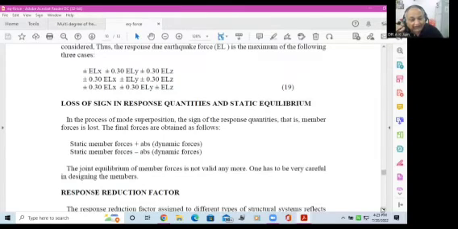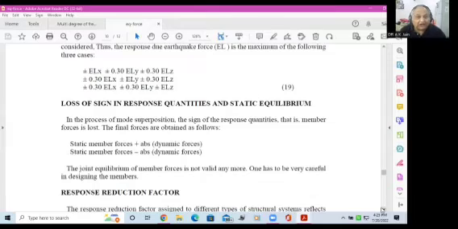Okay, so for that we design a building. Sometimes you may find that the results are a little awkward or maybe absurd. You have to use judgment, check in more detail how the forces were combined, and then you can design it. Now remember one thing: in such a situation, the joint equilibrium of member forces is not valid anymore. That is, if you try to apply the moment equilibrium at the joints, it will not be satisfied because of the loss of the sign of the dynamic forces.